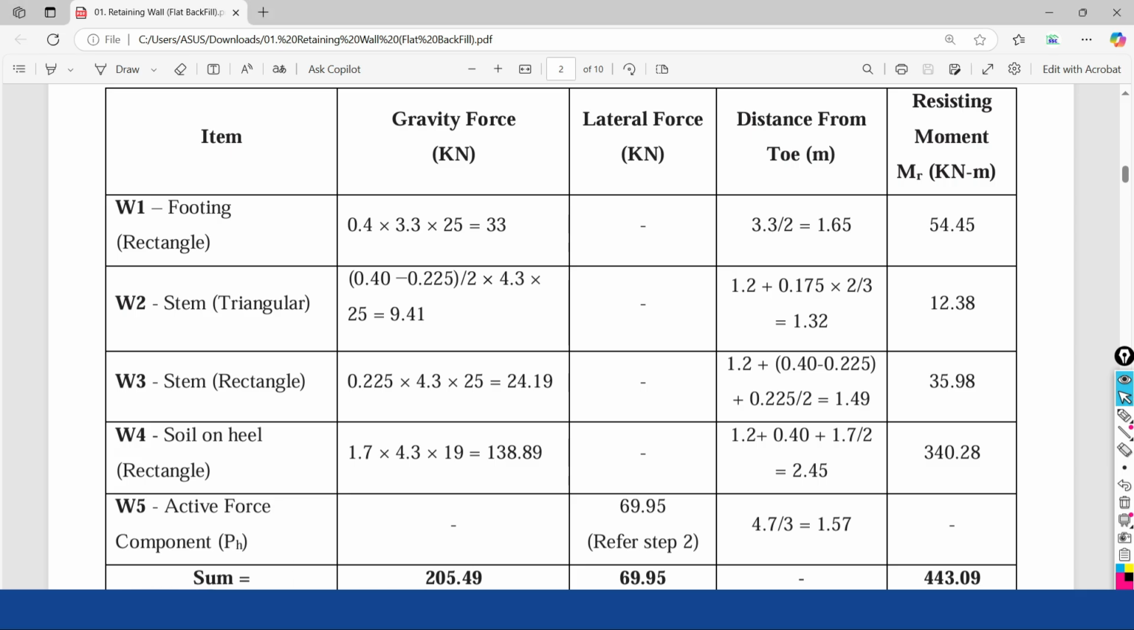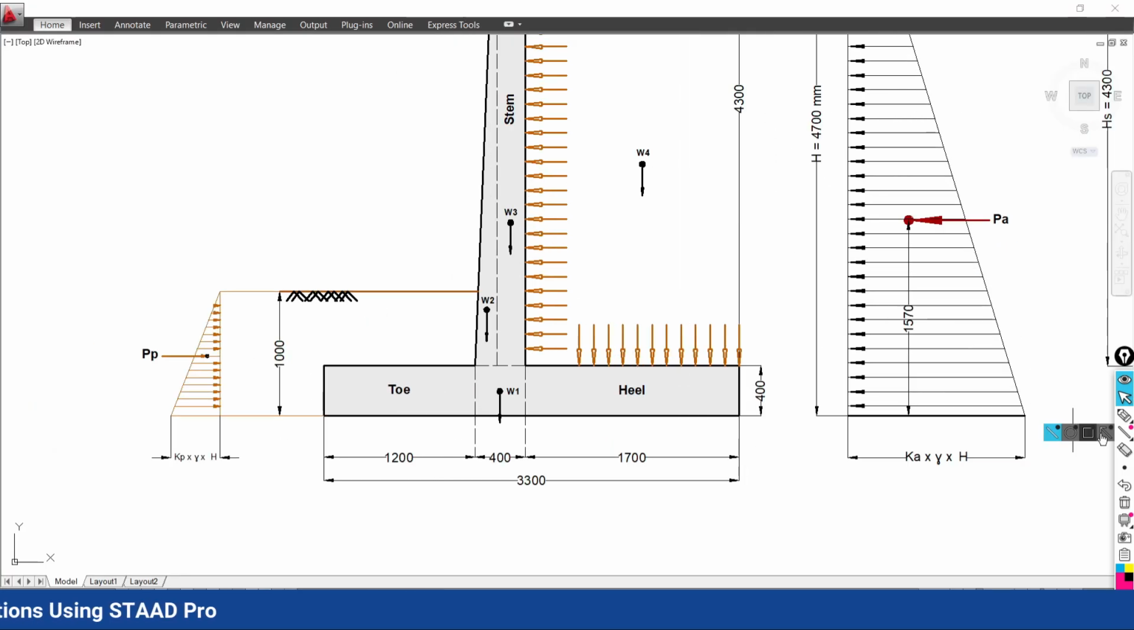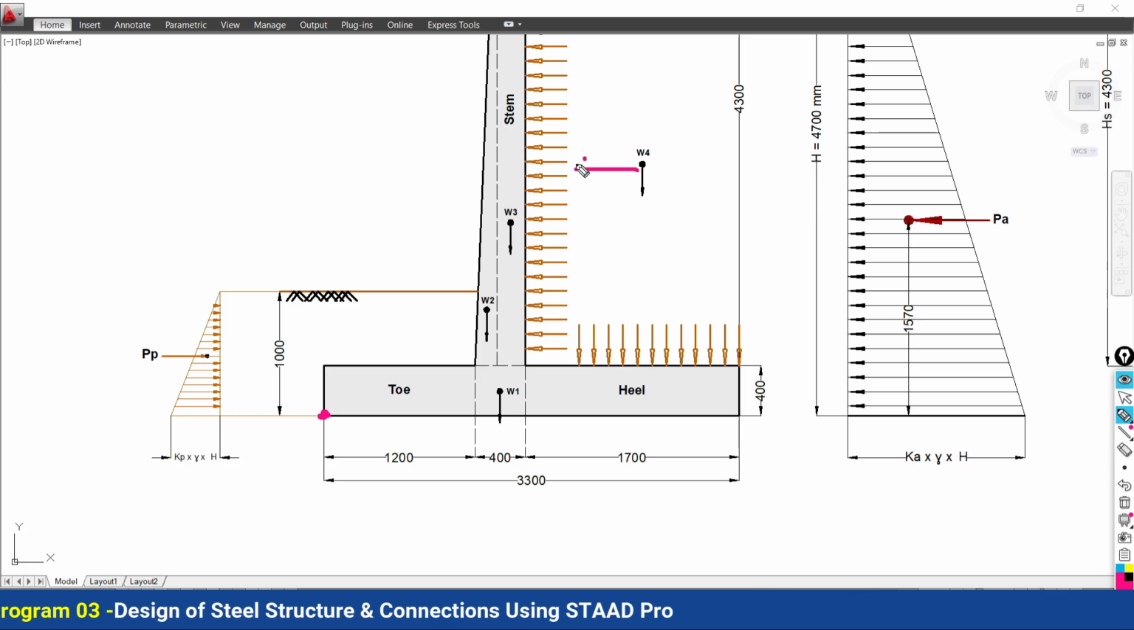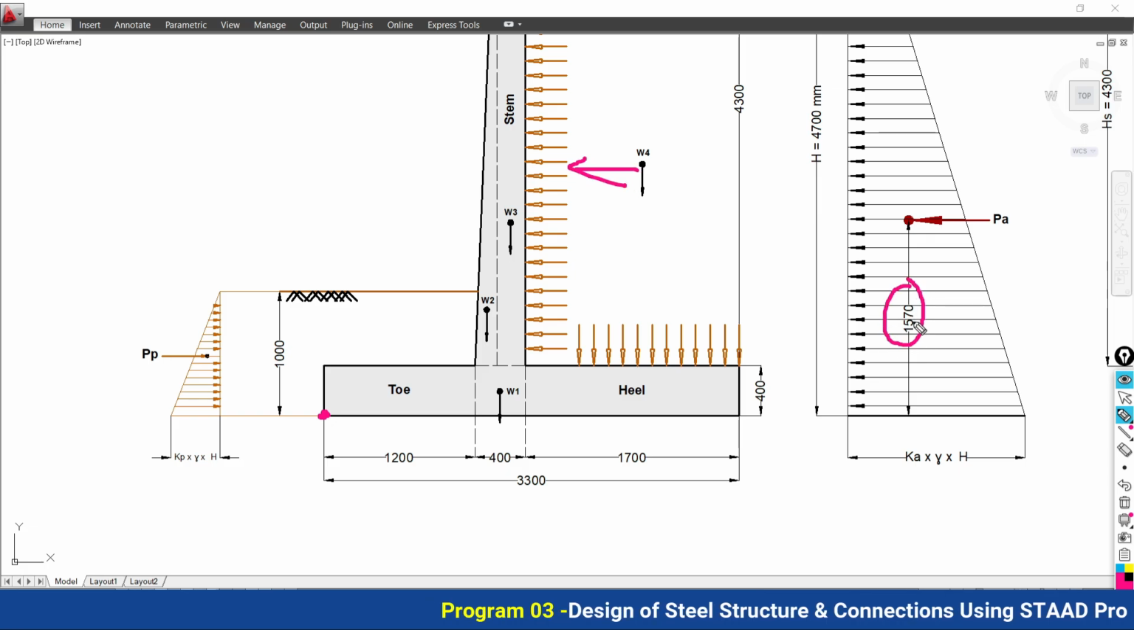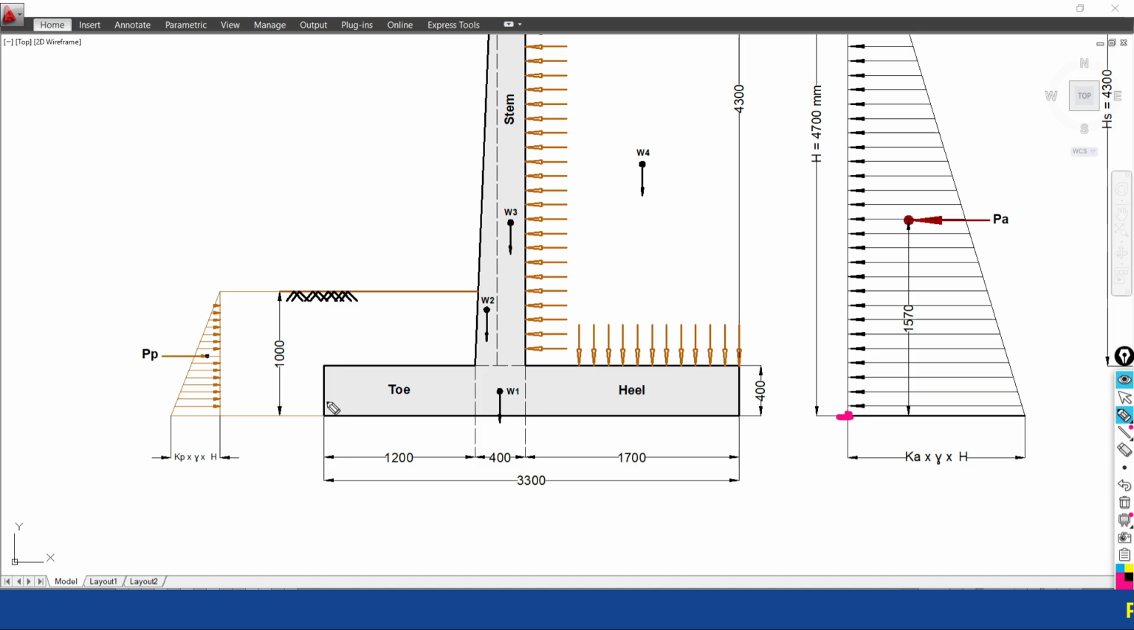When you see the distance from the toe, from its base, the load is going to act at a distance of 1.75 meter. So this is the base, this is the toe. Suppose I call it the toe point. This is the point from which we have to measure.